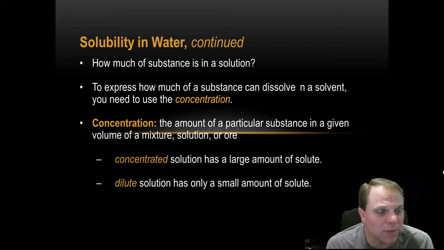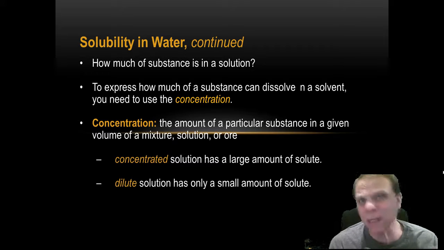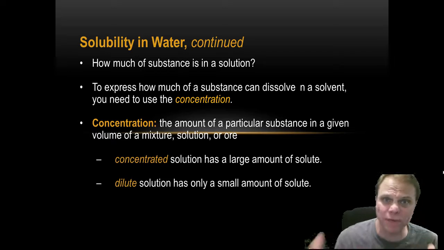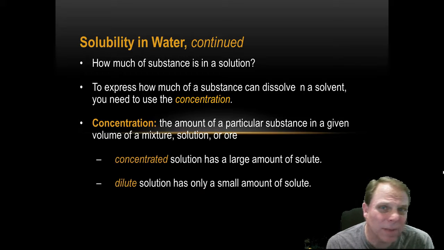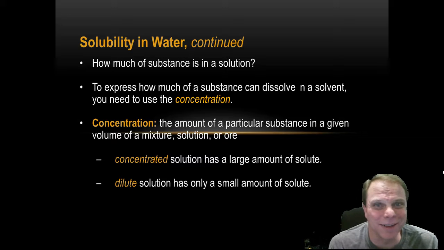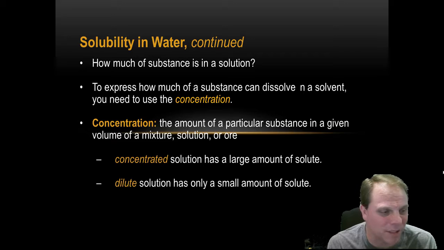Now, we have two terms that we can describe concentration with. One is concentrated, the other is dilute. If something is concentrated, that means there's a lot of that solute in the solvent. And if something is dilute, that means there's a little bit of that solute in that solvent. Now, these are relative terms, and they're a little bit arbitrary depending upon the substance, right?